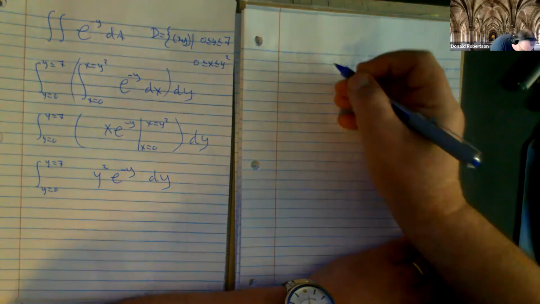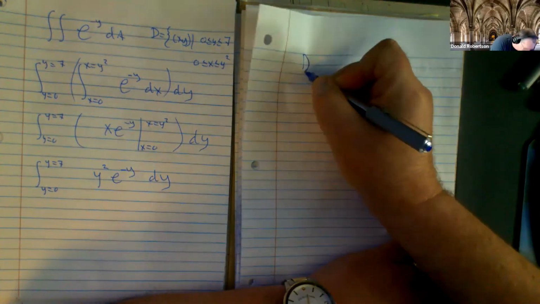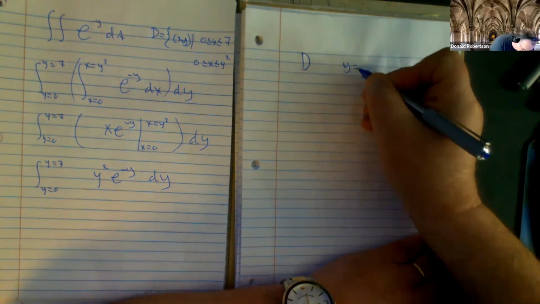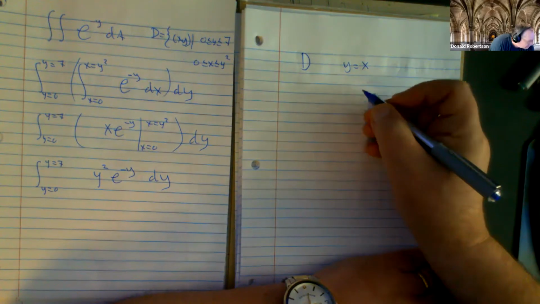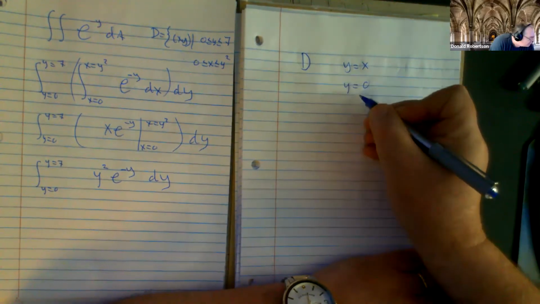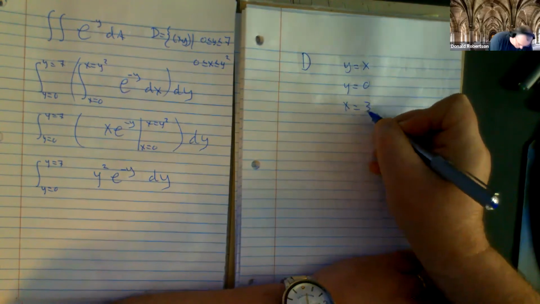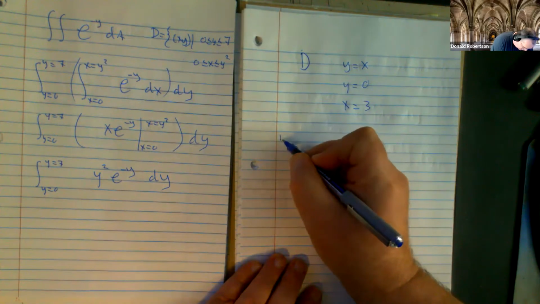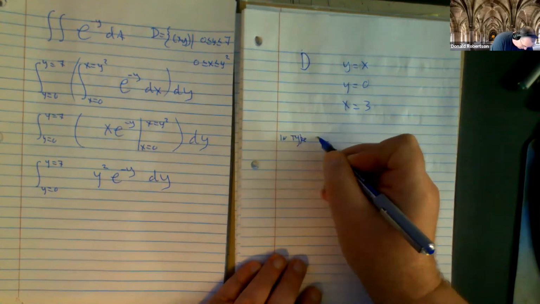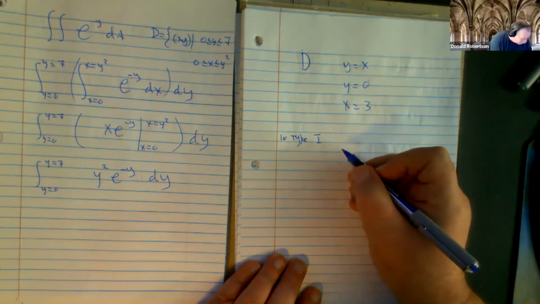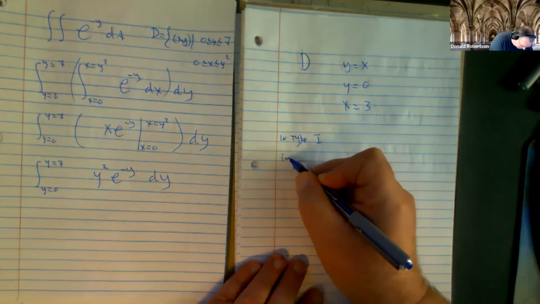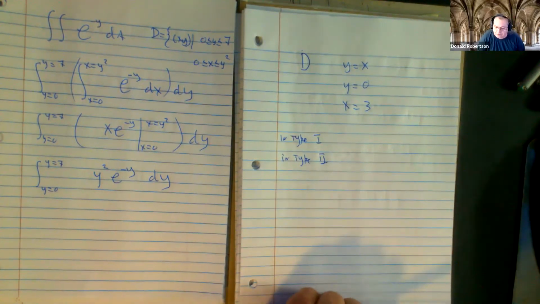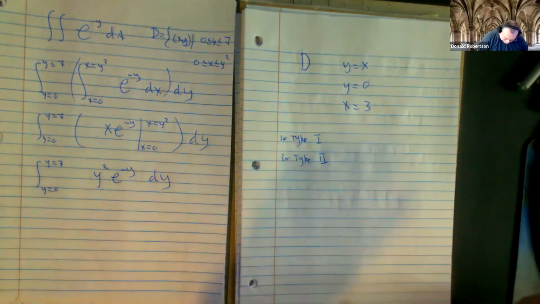The next question is the region D. And D is described as the region enclosed by the line y equals x, y equals 0, and x equals 3. And we're being asked to express this region D in what's called type 1, a region of type 1, and then in a region type 2.